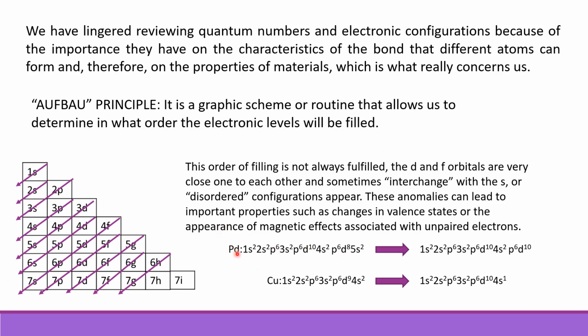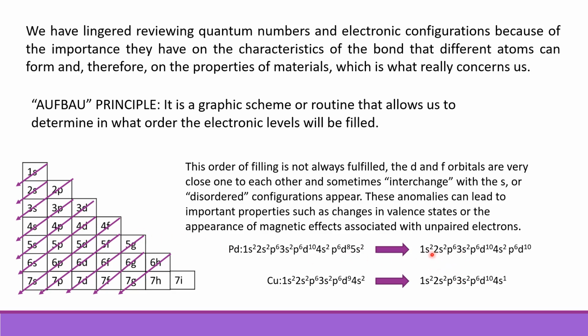Both are transition metals. In the case of palladium, if we follow the Aufbau principle, the Aufbau routine, the predicted electronic structure would be 1s2, 2s2, p6, 3s2, p6, d10, 4s2, p6, d8, 5s2. Yeah? That is so because first we are filling the 4d and then the 5p. First is 5s and then 4d.